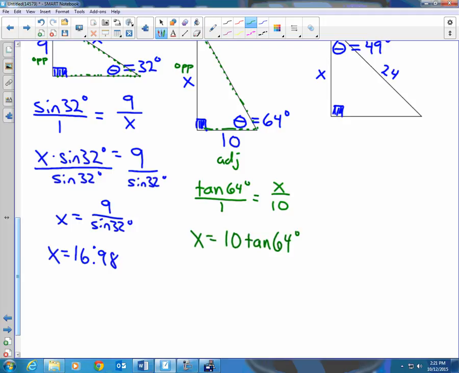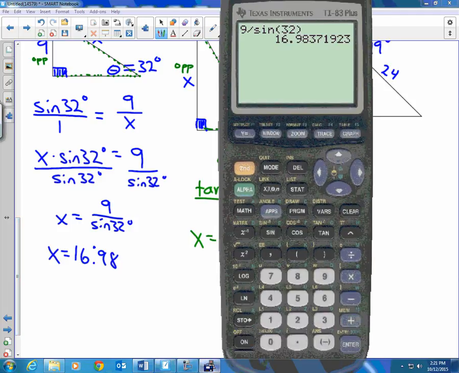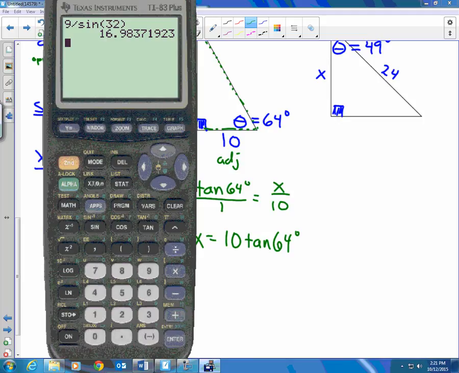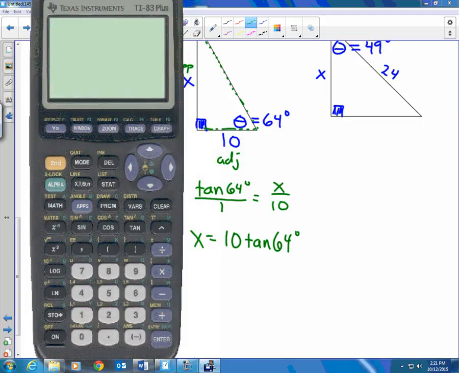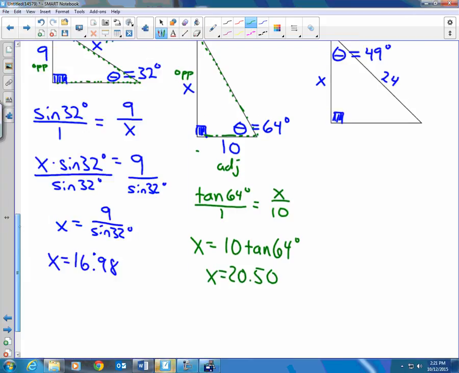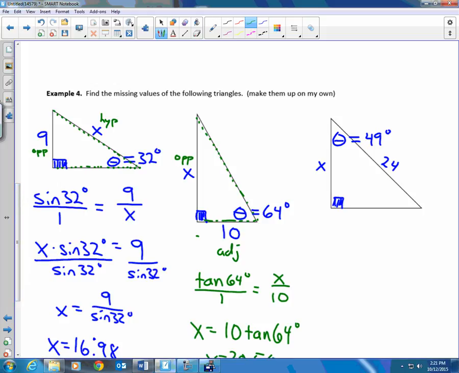I do this to show you that you don't always divide. Sometimes you end up multiplying. Here we did 9 divided by the sine of 32. Here you do 10 times the tangent of 64. You can't just say, oh, I don't have to go through the work of setting it up, I'm just going to do whatever. It doesn't work like that, folks. So we got 10 times the tangent of 64, and I'll round to 2 decimal places, 20.50. You see if you can do the last one on your own. Go.